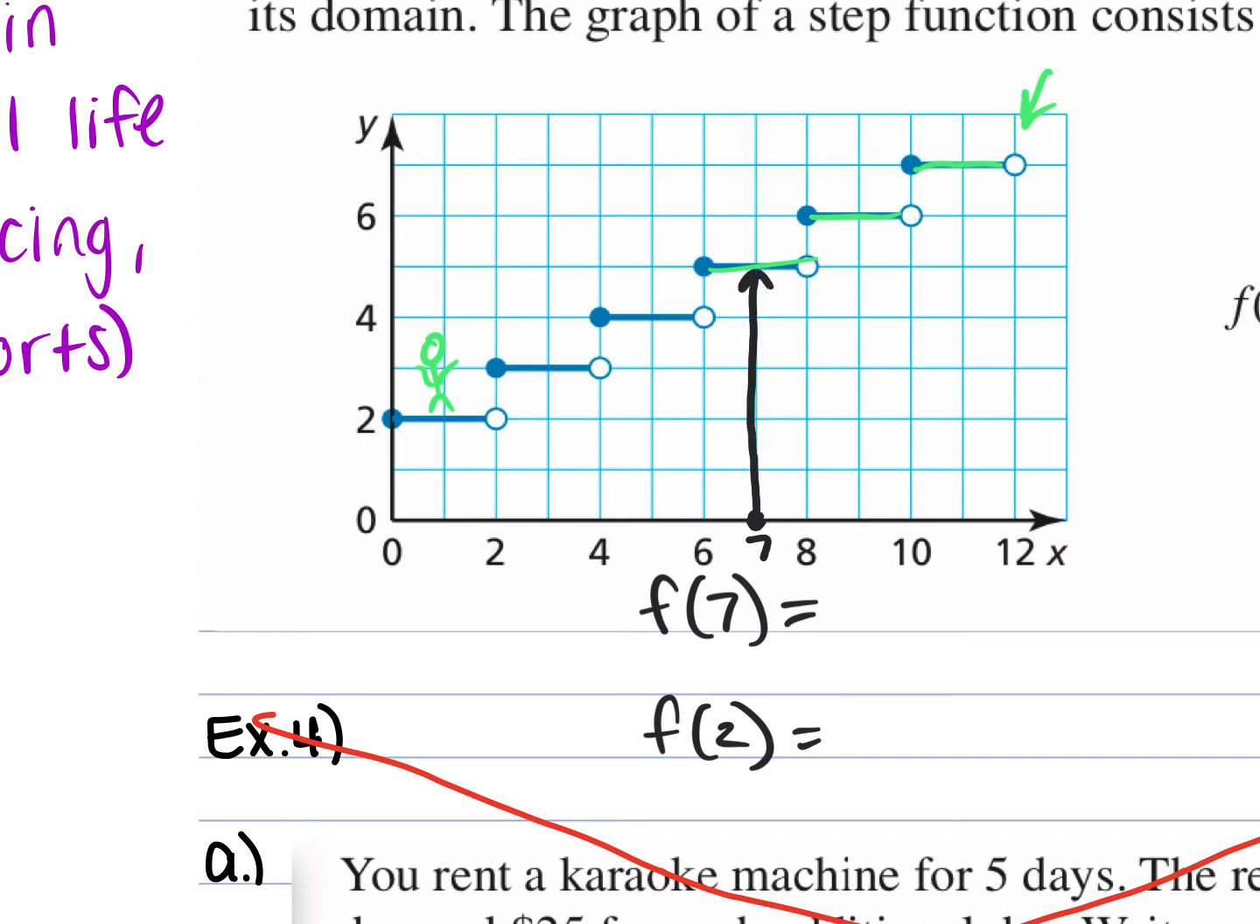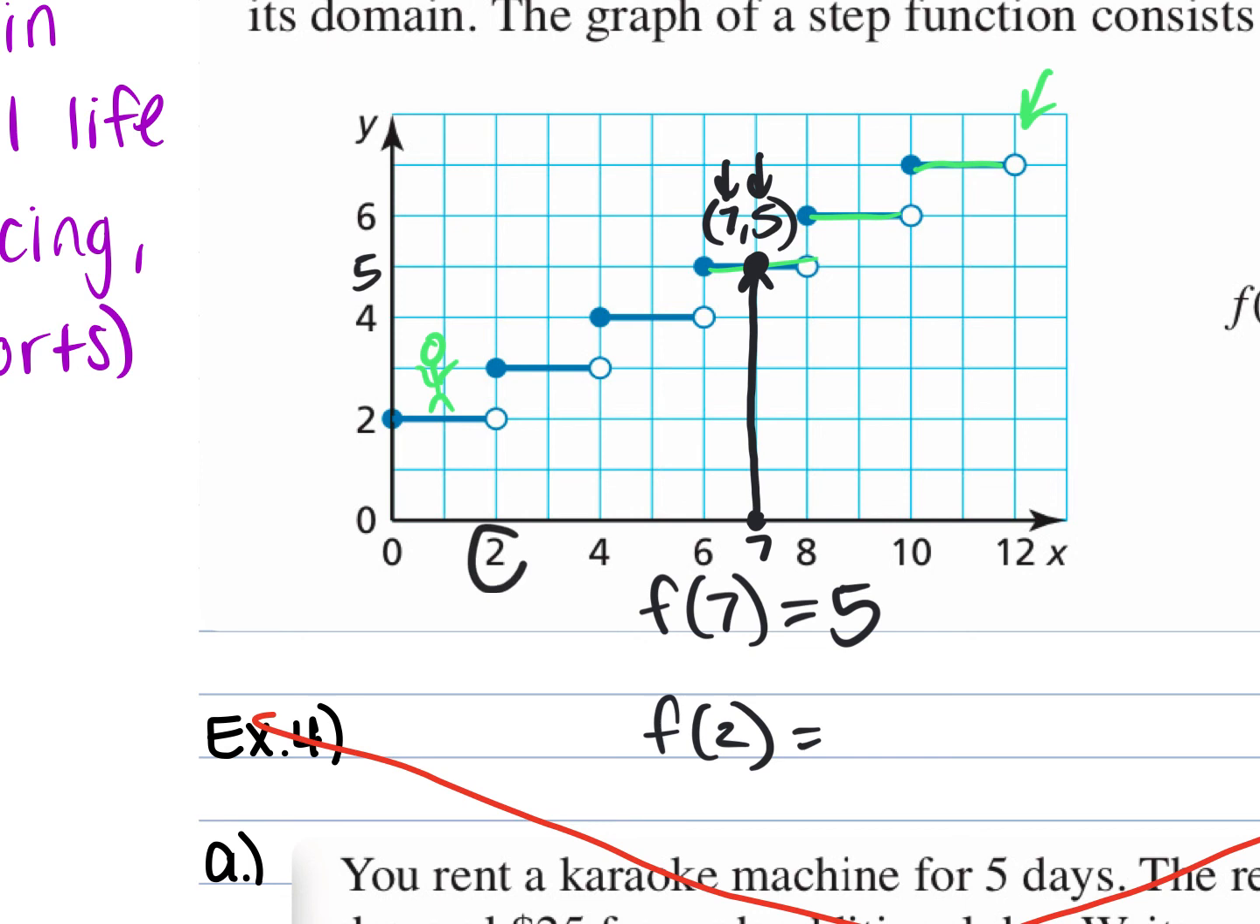Then look over at your y-axis, and the value of my graph at this point is 7, 5. So when your input was 7, your output was 5. So f of 7 is 5. Do the same thing for 2.